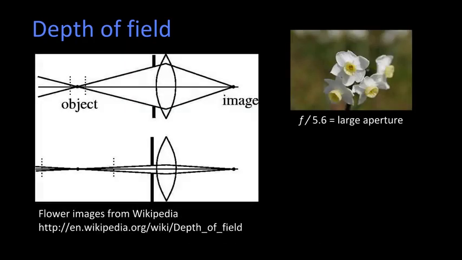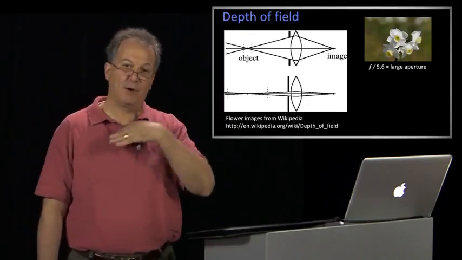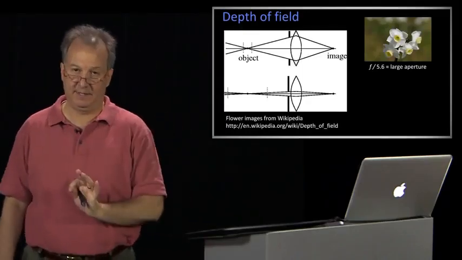That's illustrated here. These are some pictures from Wikipedia. So here's a picture of a flower. You'll notice the flower itself is beautiful and sharp, and the background is totally out of focus. Now, it says f/5.6. Now, this is f for aperture, not f for focal length.